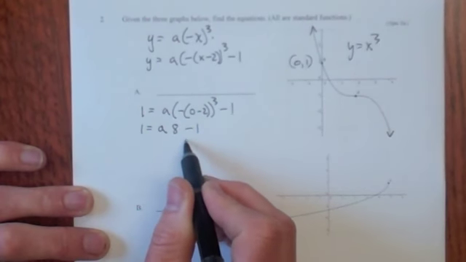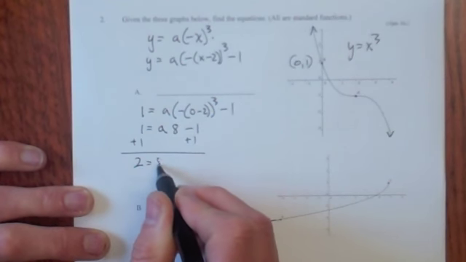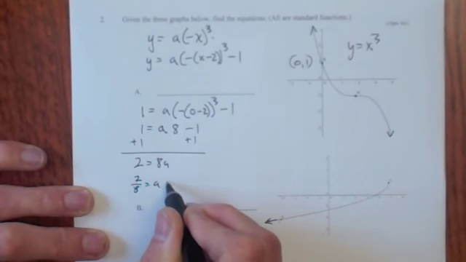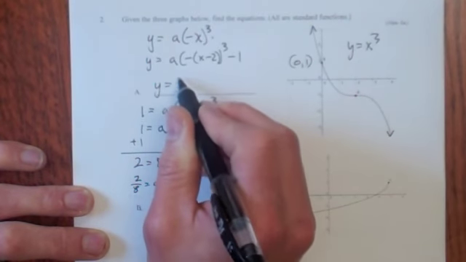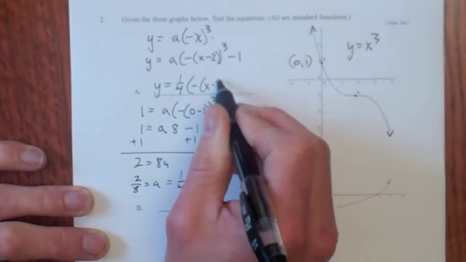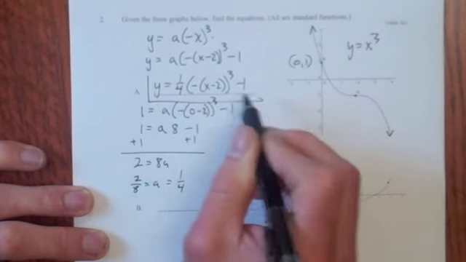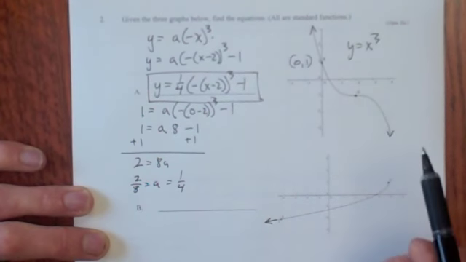If I add 1 to both sides, I then get 2 equals 8a, so 2 over 8 equals a equals 1/4. So then y equals 1/4 times (x minus 2) cubed, minus 1. That should be my correct formula. Let's plug it in just to make sure.